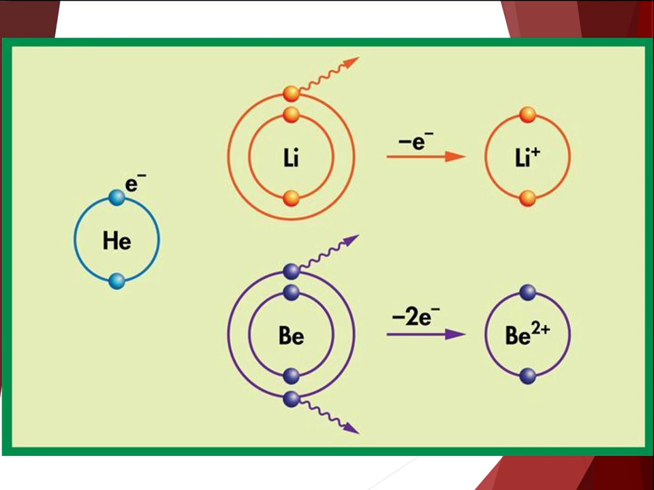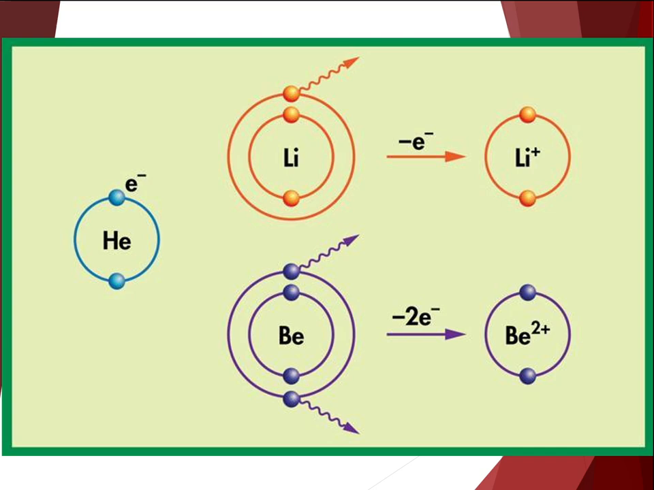Another exception to the octet rule involves the element helium, He. Helium is a very small atom. It has only 2 protons in its nucleus. So, helium needs only 2 electrons to make a neutral atom. These 2 electrons make up helium's valence shell and give helium a complete, stable electron configuration, which we refer to not as an octet, obviously, but we refer to it as a duet.